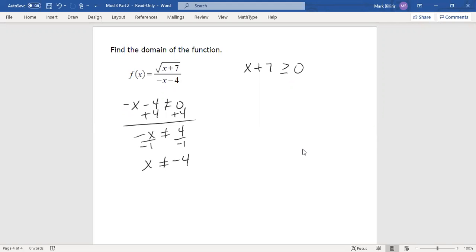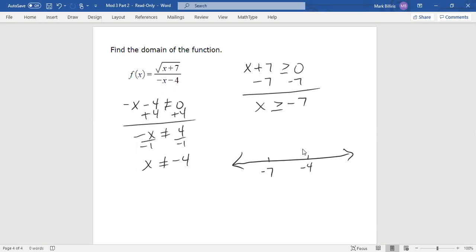So that's one of our boundary points on our graph, negative 4. So x cannot equal negative 4. Also, x plus 7 is greater than or equal to 0, so I'm going to have to solve by subtracting 7 from both sides. So we also know that x has to be greater than or equal to negative 7. So now we put our boundary points on the number line. We put negative 7. Negative 4 is larger than negative 7, so it's to the right.